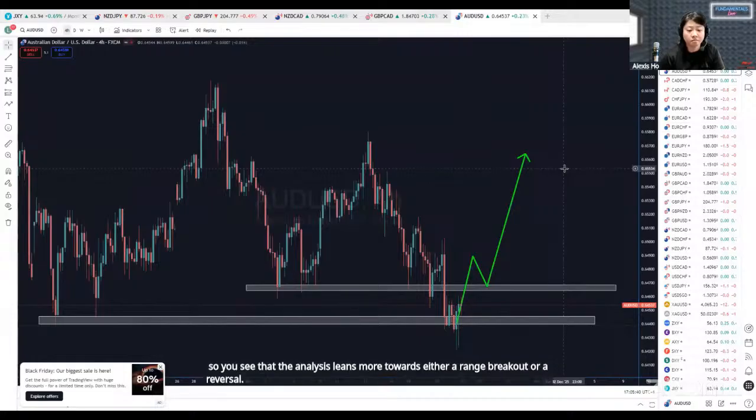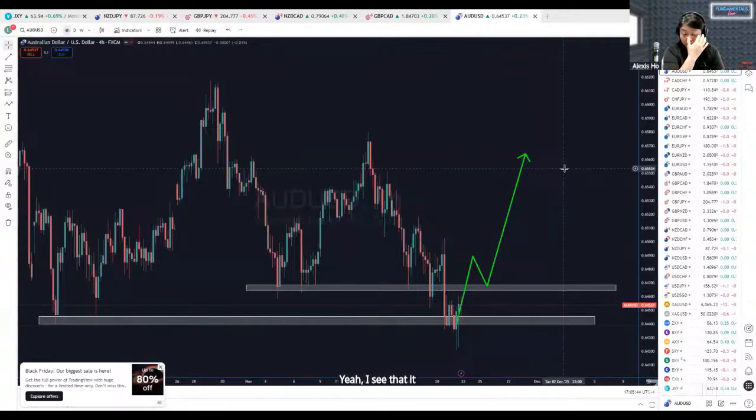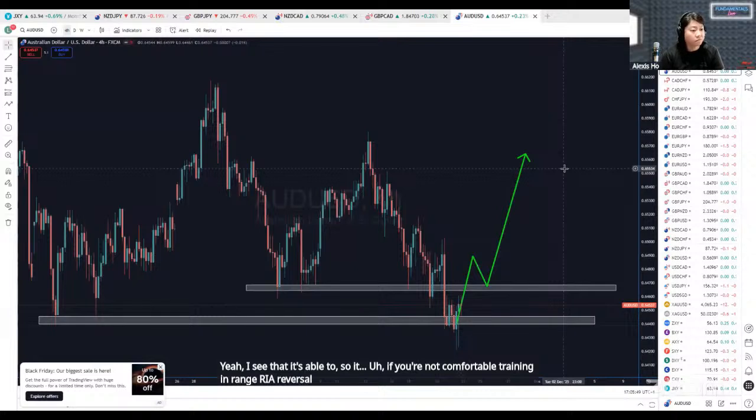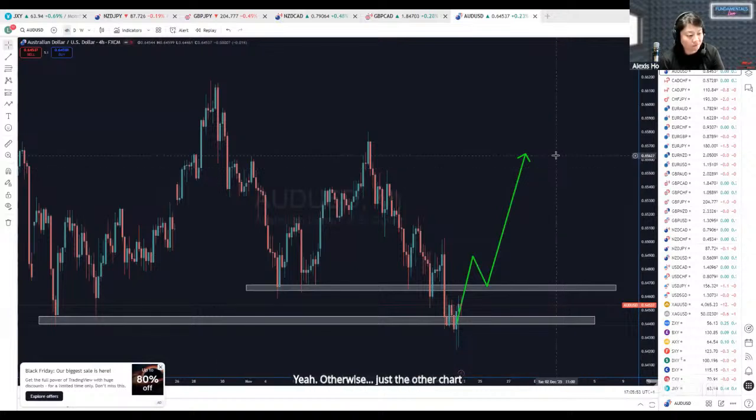I think among all, there's only one trending chart that I see. So if you're not comfortable trading in range or a reversal, there's that typical trending chart. Otherwise, just stay out of the chart entirely. Seems to be a messy month ahead.